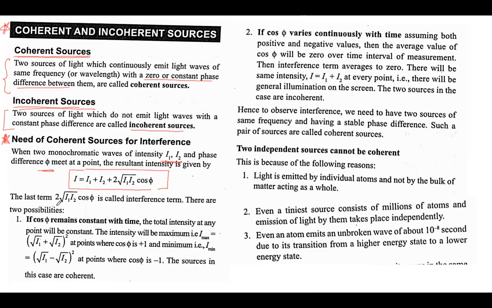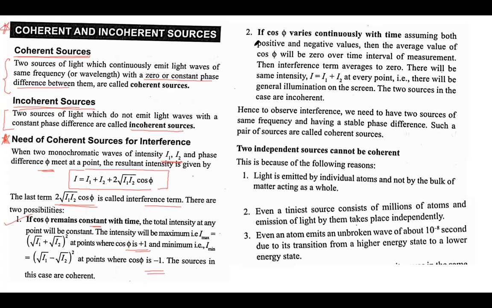Now, the last term, 2 root under I1 I2 cos phi, is called the interference term. Now, there are two possibilities. If cos phi remains constant with time, the total intensity at any point will be constant. The intensity will be maximum, that is (root I1 plus root I2) whole square, at points where cos phi is 1, and minimum where cos phi is minus 1. Now, sources in this case are coherent.